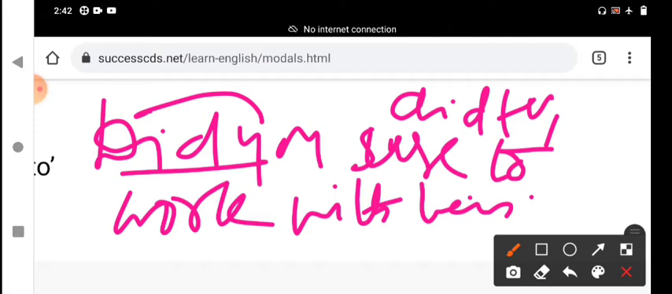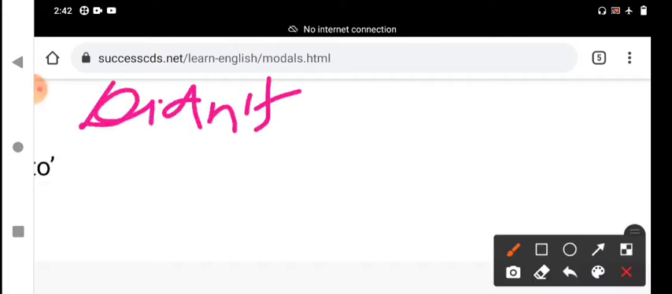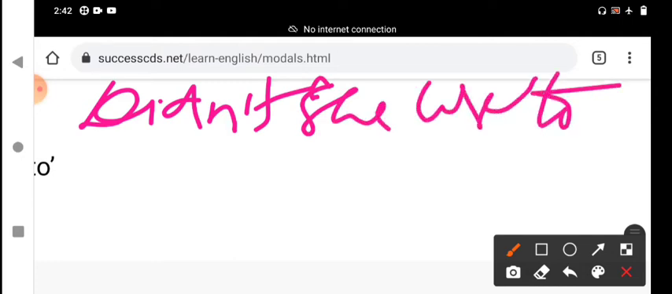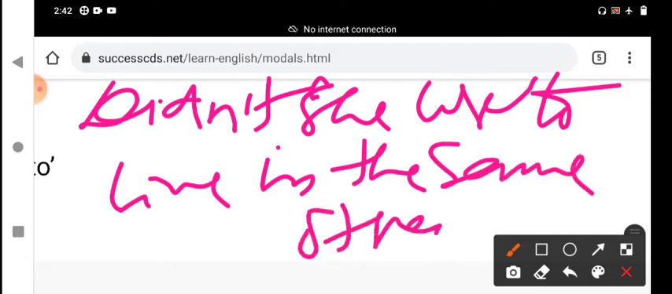It is a question. Didn't she use to live in the same street? One more example I will give. Didn't she means did not she. Didn't she use to, as a modal verb? Didn't she use to live in the same street? That means it is an interrogative yes or no type question. That is the interrogative question using the modal verb used to.